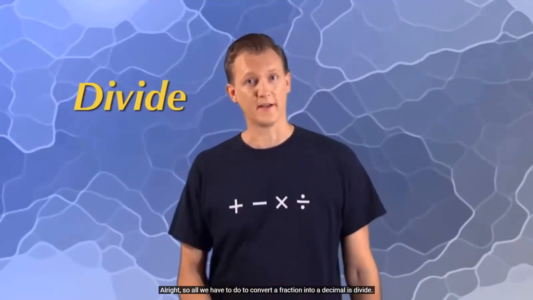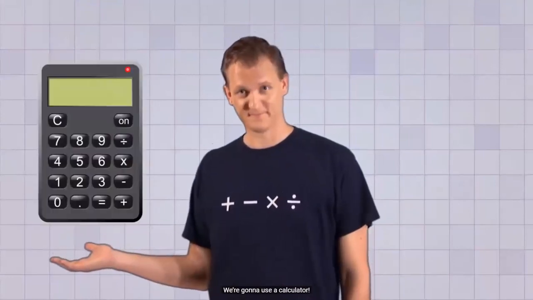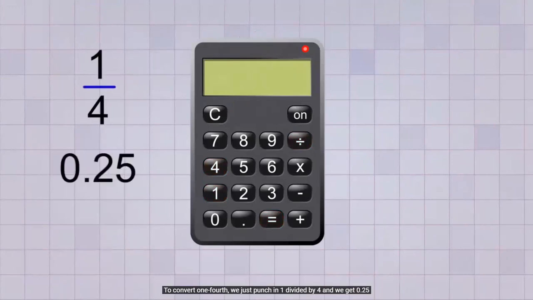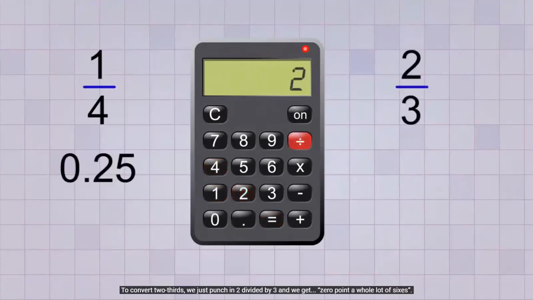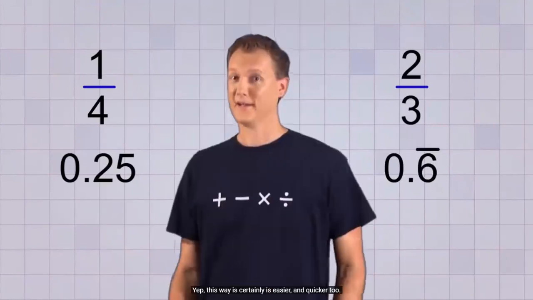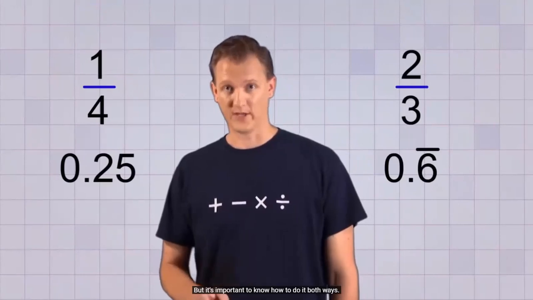Alright, so all we have to do to convert a fraction into a decimal is divide. And so far, we've been doing that the hard way. But now we're going to do it the easy way. We're going to use a calculator. Let's try a couple with a calculator and see what we get. To convert 1/4, we just punch in 1 divided by 4 and we get 0.25. To convert 2/3, we just punch in 2 divided by 3 and we get 0. A whole lot of 6s. Looks like we have another one of those repeating decimals. Yep, this way's certainly easier and quicker too, but it's important to know how to do it both ways.